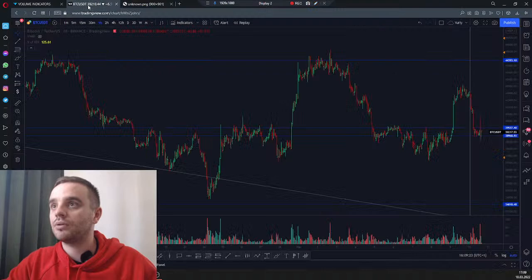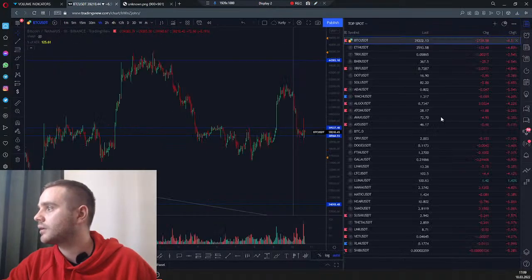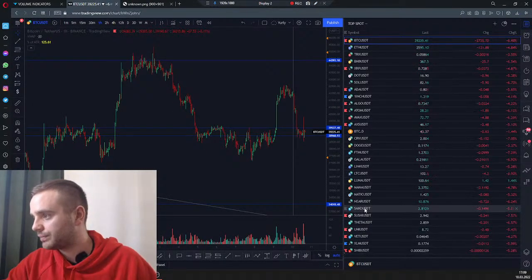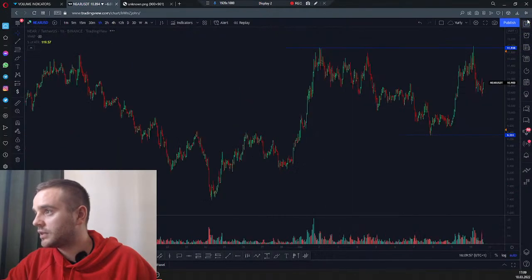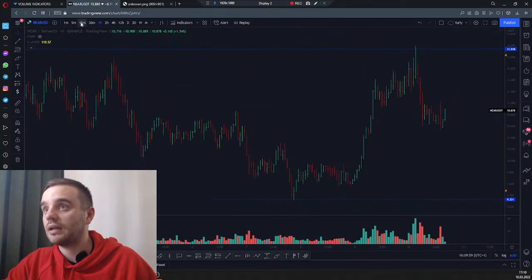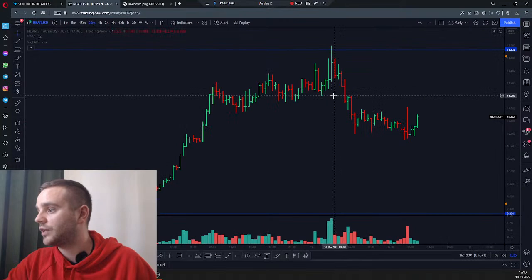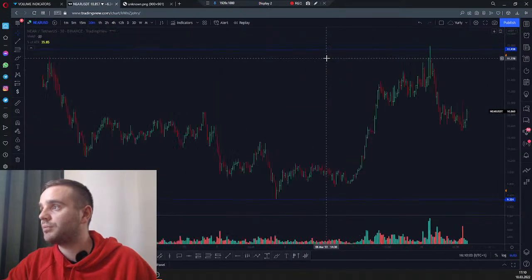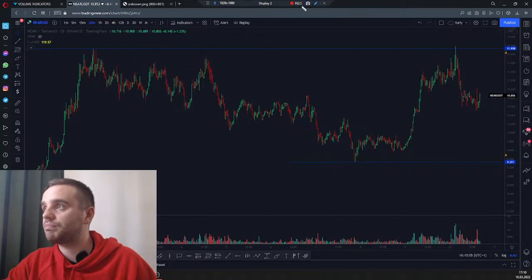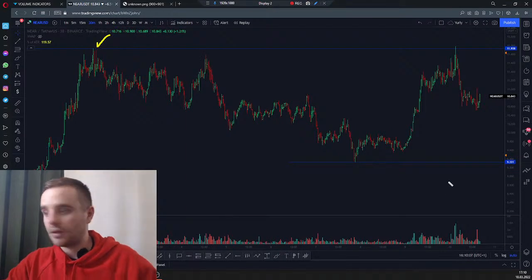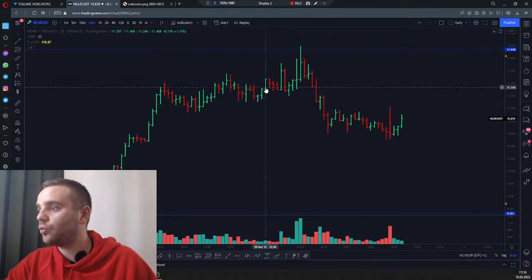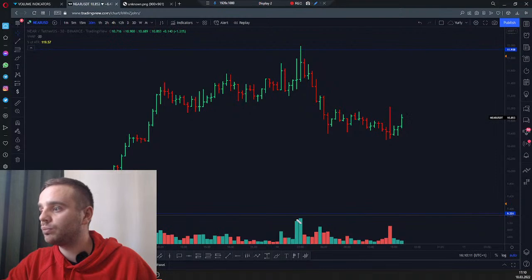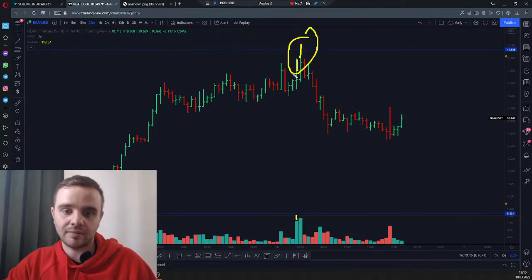Let me maybe open NEAR here, it would be better. Where is NEAR? It is exactly here. Have a look. We can open this 30 minute candle. Have a look, previous high. And I hope you can see that the volume increases significantly exactly at this level.